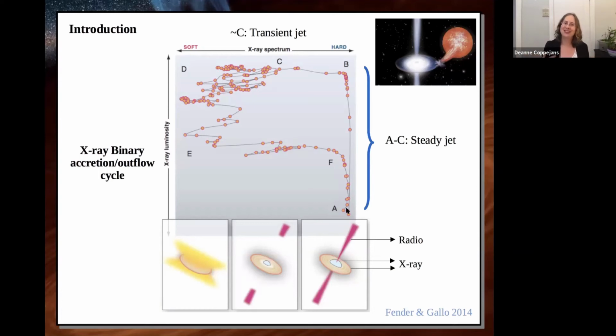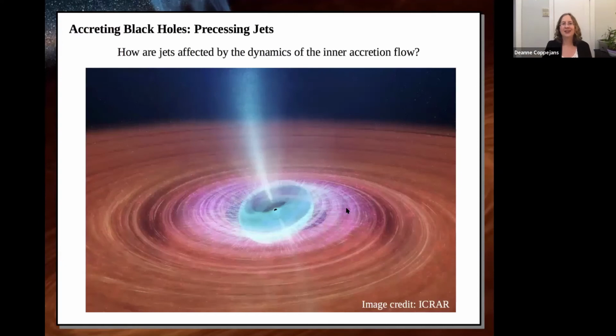Okay, I'm now going to proceed to tell you some recent results involving black holes, neutron stars, and white dwarfs. Starting with the black holes, one of our questions is, how are the jets affected by the dynamics of the inner accretion flow? This is particularly relevant and interesting if you consider the case where a black hole has a spin axis that's not aligned to the orbital plane of the X-ray binary.